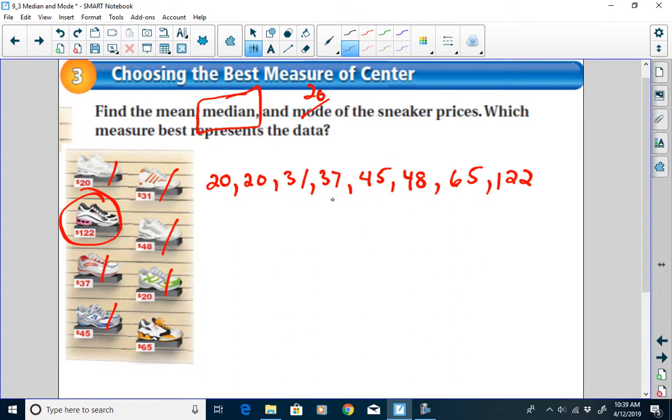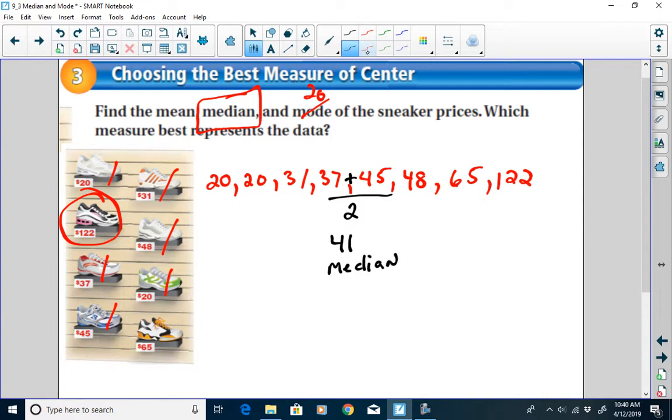So the 2 middle items from least to greatest would be the 37 and the 45. We add them together. 37 and 45 would be 82. We divide that by 2. That's going to give us 41 for the median.